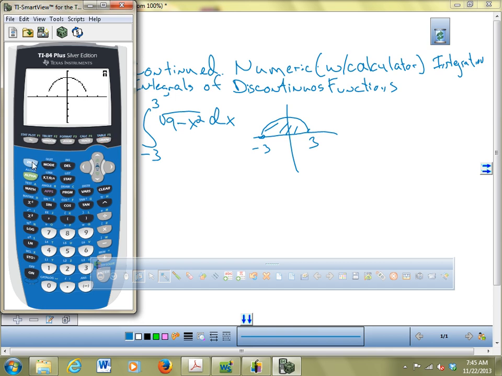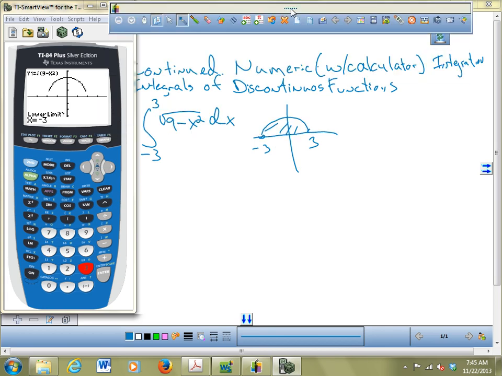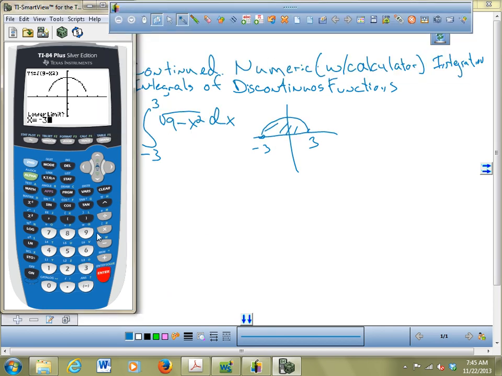And then all you have to do, like I showed you, is second calc, integral, which is number 7. I'll just hit 7. I'll say lower bound, so I'm going to go from -3, and then I hit enter. Then upper limit, +3, and I hit enter, and it should not only find the integral, but fill it in and show you what it represents.